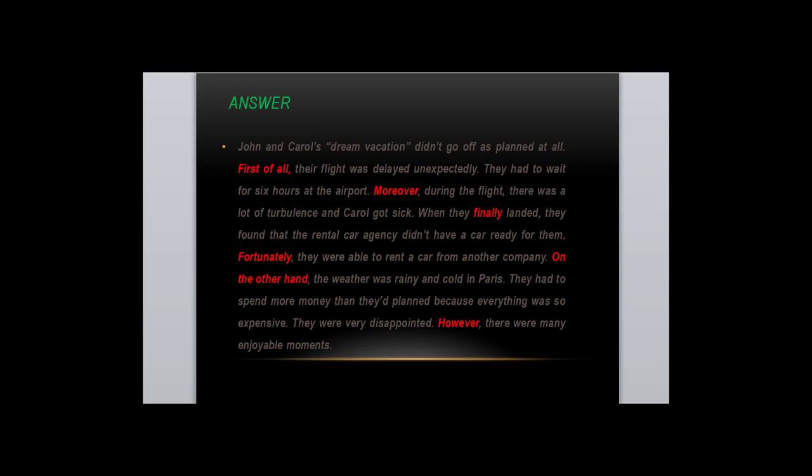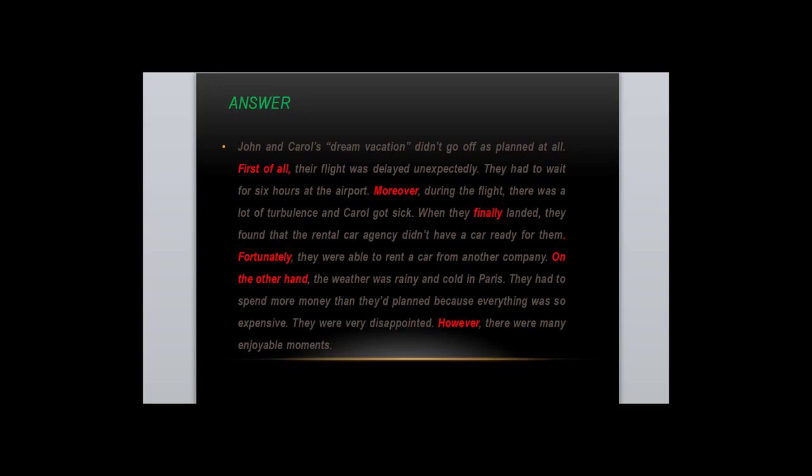You see, John and Carol's vacation did not go off as planned at all. First of all, the flight was delayed unexpectedly. They had to wait for 6 hours at the airport. Moreover, during the flight, there was a lot of turbulence. When they finally landed, they found that the rental car agency did not have a car ready for them. Fortunately, they were able to rent a car from another company. On the other hand, the weather was rainy and cold in Paris. They had to spend more money than planned because everything was so expensive. They were a bit disappointed. However, there were many enjoyable moments.